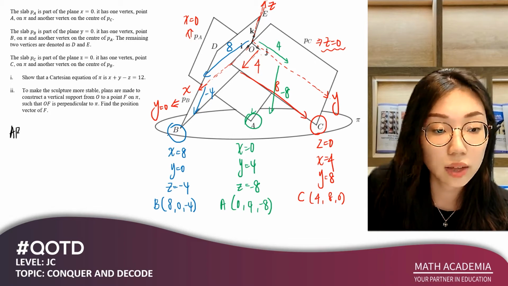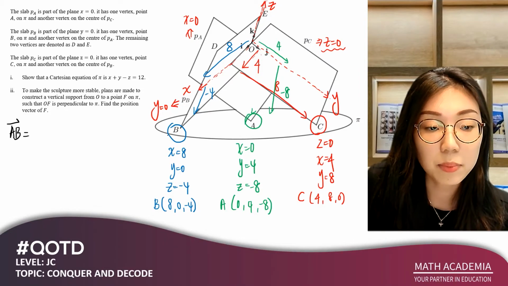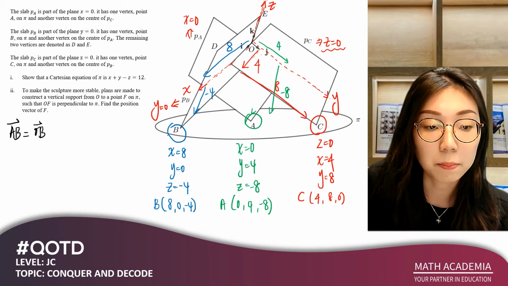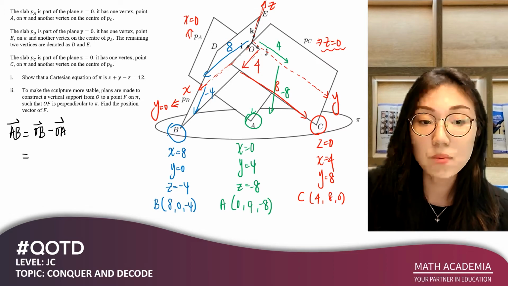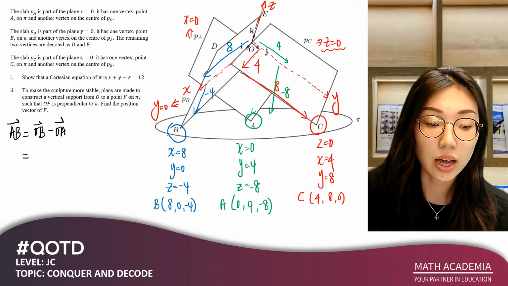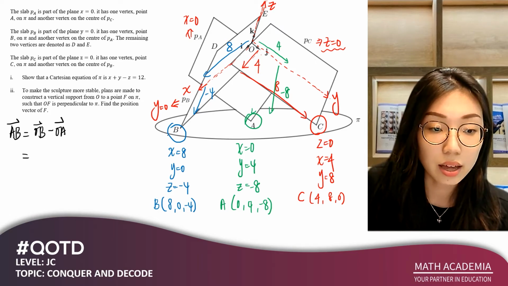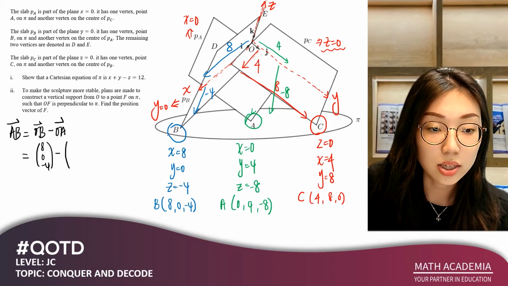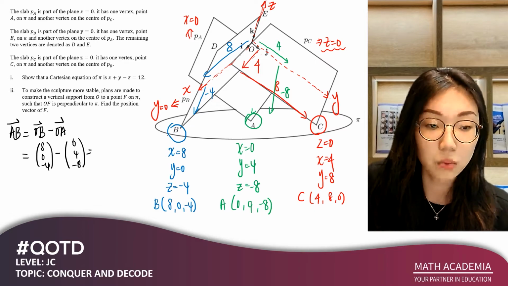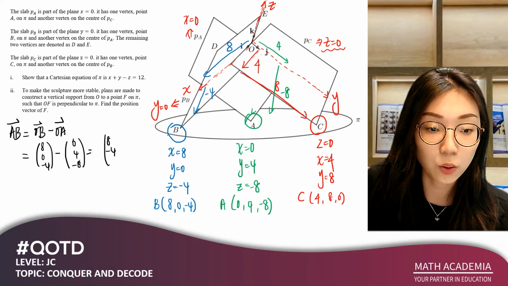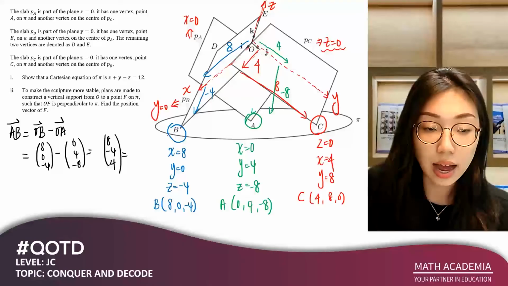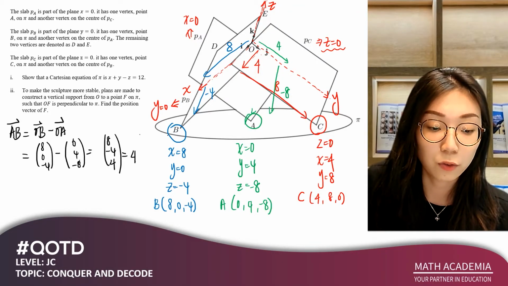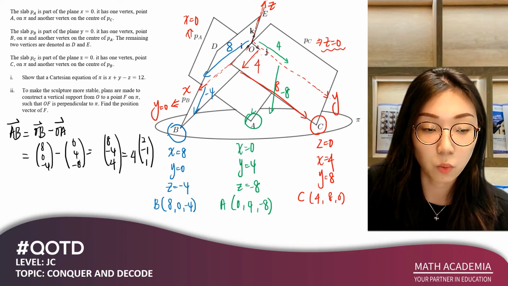So let's try and find the vector AB. Vector AB would be given by position vector of B minus position vector of A. Previously, we have found the coordinates of OB and OA. I would just bring the values in. I have 8, 0, negative 4 minus 0, 4, negative 8. So vector AB would give me 8, negative 4, and positive 4. I would bring out the common factor of 4. I'll have 4 times 2, negative 1, and 1.